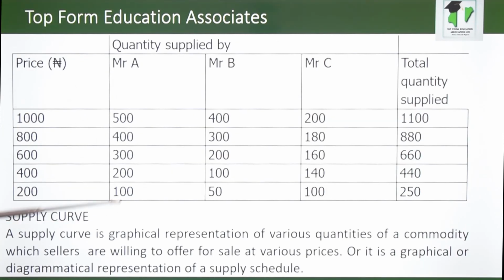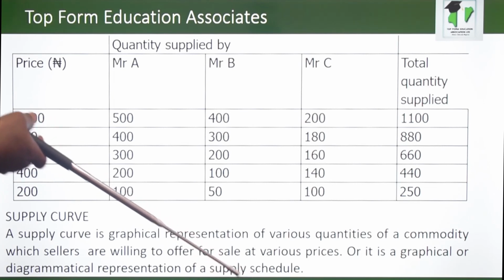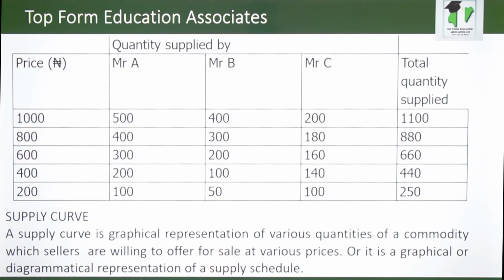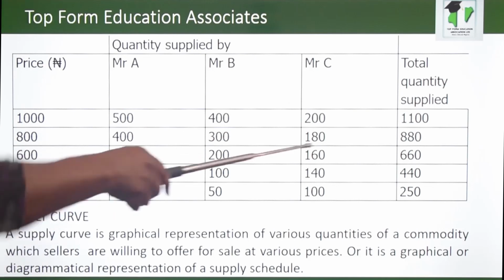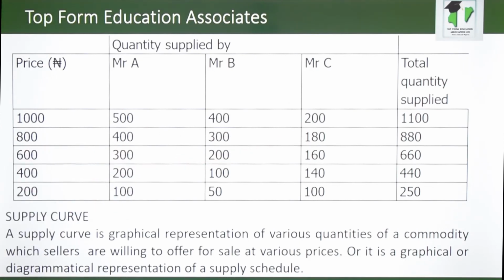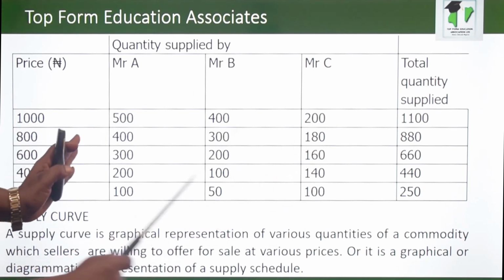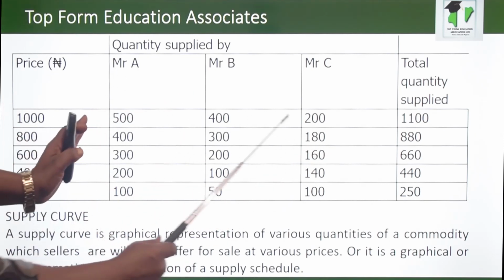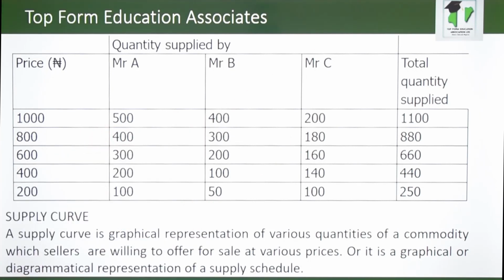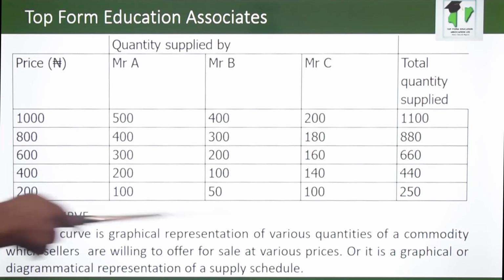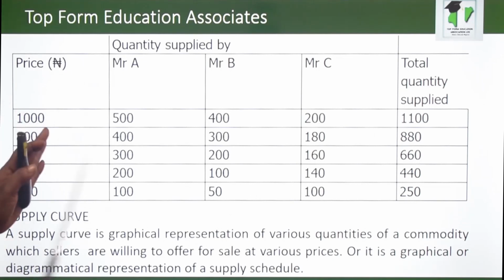From this table, we can see this is a table representing the market supply schedule. The first column represents the price of this commodity. Here we have quantity supplied by the various sellers or the various producers. We have Mr. A, Mr. B, Mr. C. And then we sum up these various quantities supplied by the individual producers. It gives you the market supply or the total quantity supplied. So we have the price and then the total quantity supplied. This is the market price.